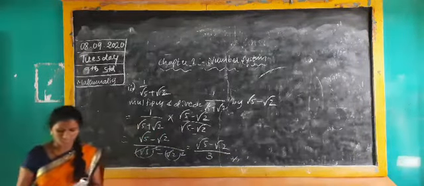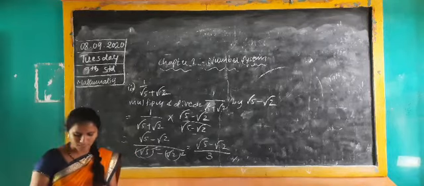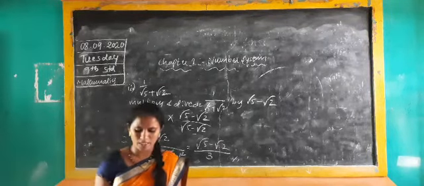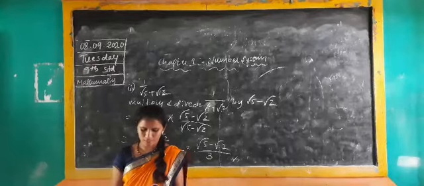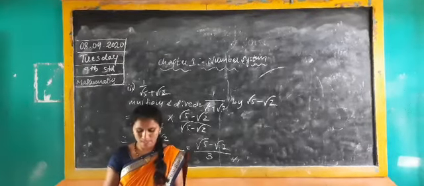Rationalize of 1 by root 5 plus root 2. Like that only, same. Fourth one, 1 by root 7 minus root 2. You will get root 7 plus root 2 divided by 3 as the answer.